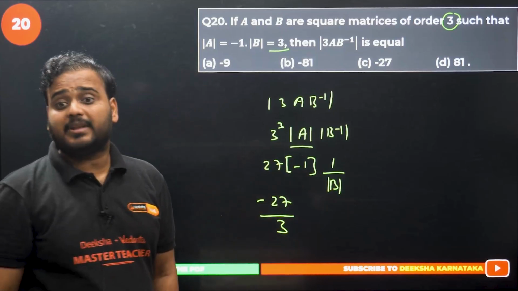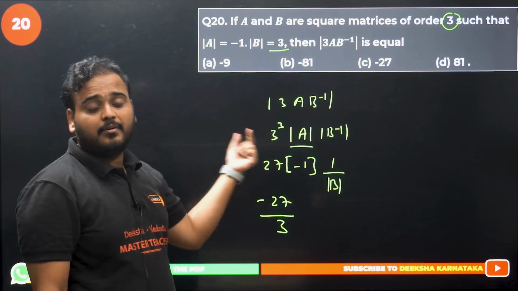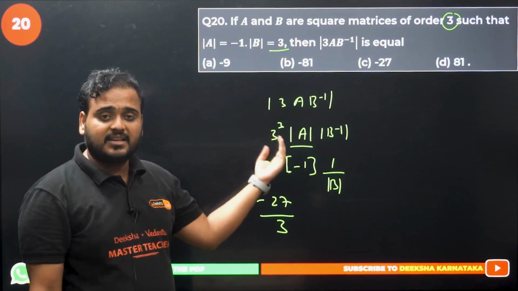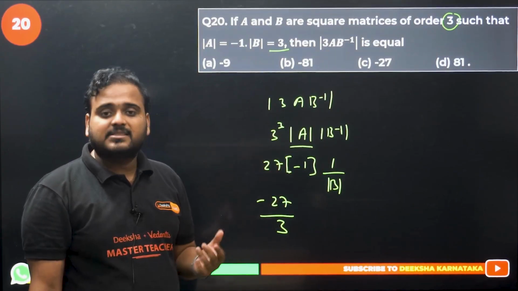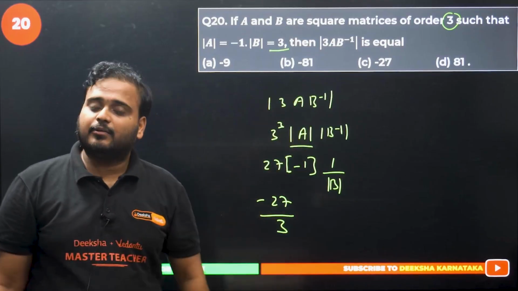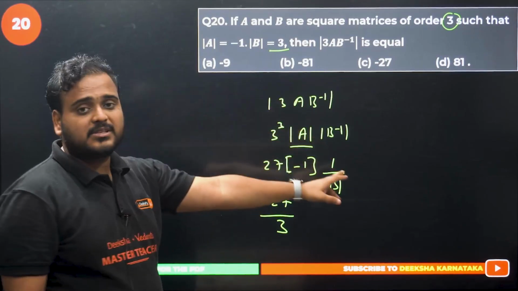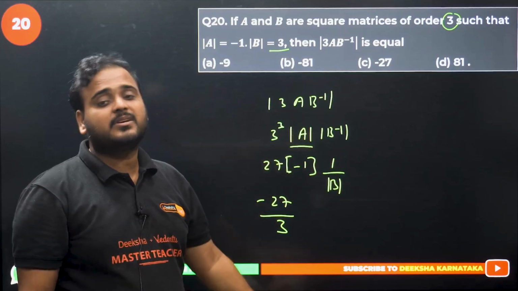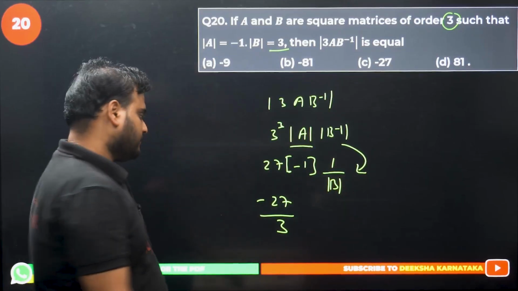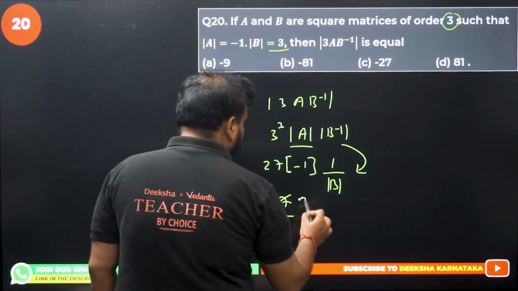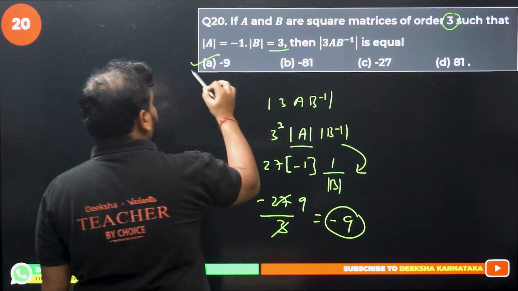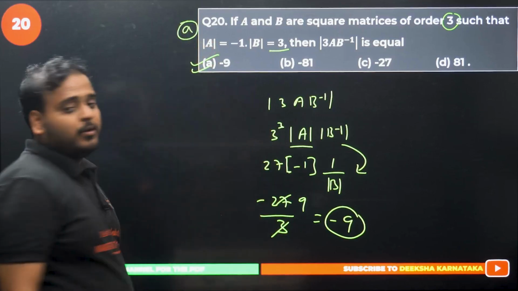What have I done over here? Nothing, just using the properties. Property of multiplying a scalar to the matrix, then taking the determinant: the scalar comes out with the power as the order of the matrix. If you have a product and are looking for the determinant, you can separate the terms like this, determinant of A into determinant of B inverse. Again, this is the property: 1 upon determinant of B. Answer is minus 9. Option A is correct for question number 20.